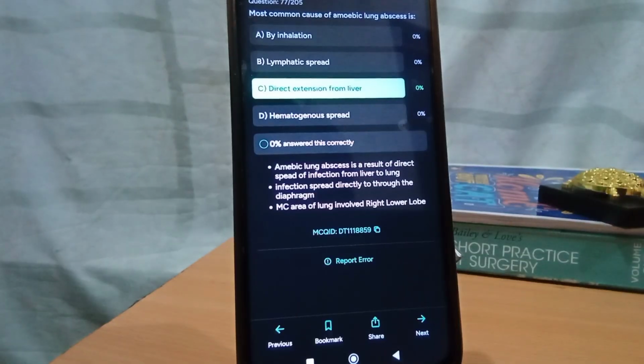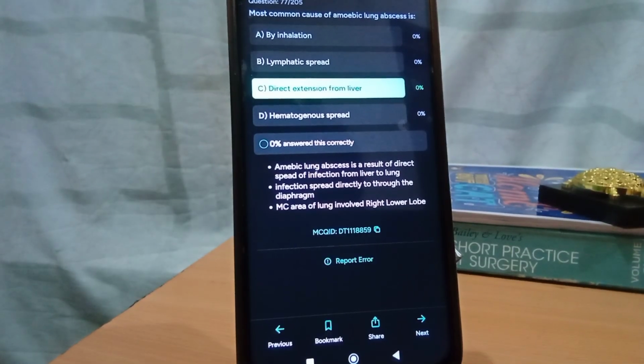Most common cause of amoebic lung abscess is by inhalation, lymphatic spread, direct extension from liver, or hematogenous spread. So amoebic lung abscess is a result of direct spread of infection from the liver to lung. Infection spreads directly through the diaphragm. So the most common area of lung involved is the right lower lobe.